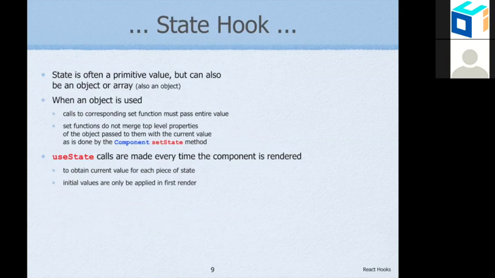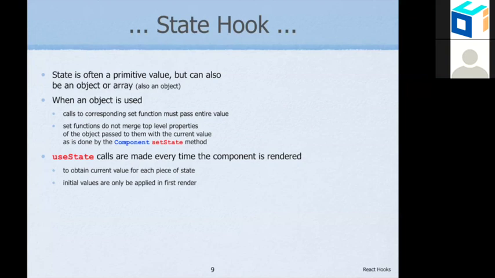Often these pieces of state are just primitive values like a string or a Boolean or a number, but it can also be an object or an array, which is of course also an object. So whenever your piece of state is an object and you want to update its value, you have to remember to pass it the entire new value. This is different from what you might be used to by calling setState on a class-based component, because in that case, it's doing a shallow merge of the value that you pass with the current value. But that is not what happens when you call these set functions. You have to pass it the whole object.